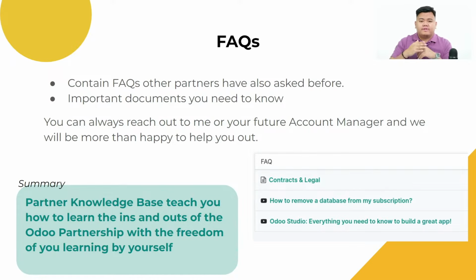Right? Such as the different contracts and legal documents that we have, para alam ninyo yung mga legal obligations and contracts na meron kami, of course. Now, kung wala naman dito yung mga katanungan at concerns ninyo, right, feel free to reach out to me or any one of us or even your future account manager once meron na kayo. And of course, we'll be more than happy to help you with your concerns and issues.